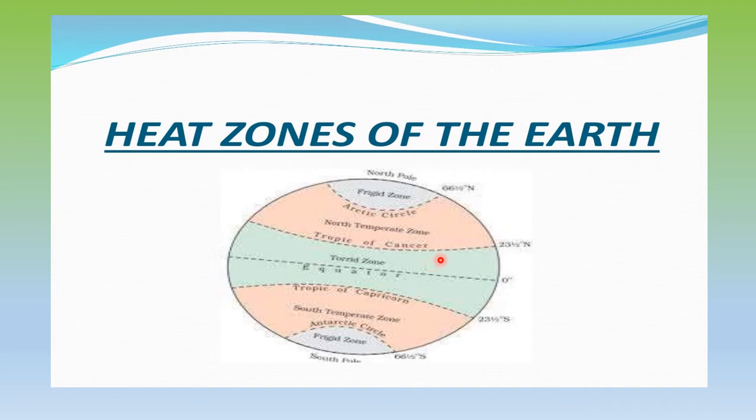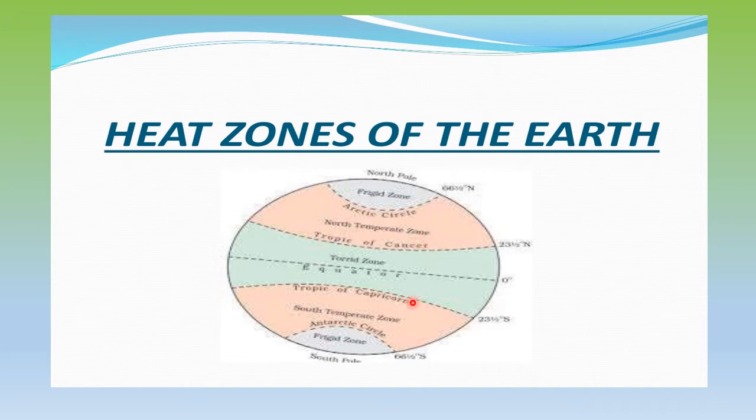Now we'll learn what the heat zones are. This entire blue part, starting from your equator going to Tropic of Cancer, and starting from your equator going to Tropic of Capricorn, this entire region on our planet is called the torrid zone. This is the hottest zone of the earth. Now go up from Tropic of Cancer to the Arctic Circle. This is your north temperate zone, because it is falling into the northern hemisphere, so we name it the north temperate zone.